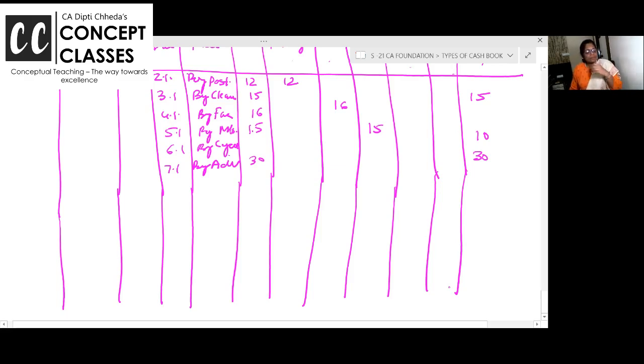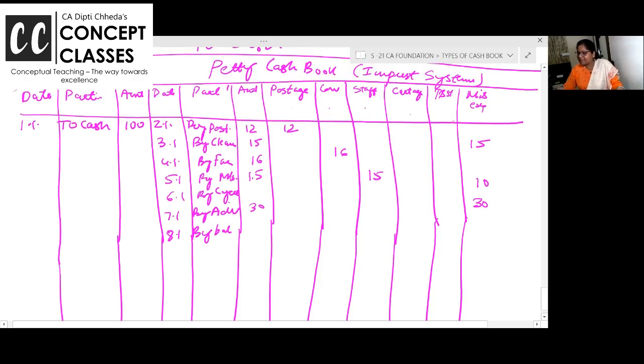What are they saying? Do you draw imprest from the head office? So you have to balance after this on 8th of January. How much is it coming? Balancing figure. Pick up your calculators. Put the answers in the chat box very quickly. 100 minus 12 minus 15 minus 16 minus 15 minus 30. Okay.